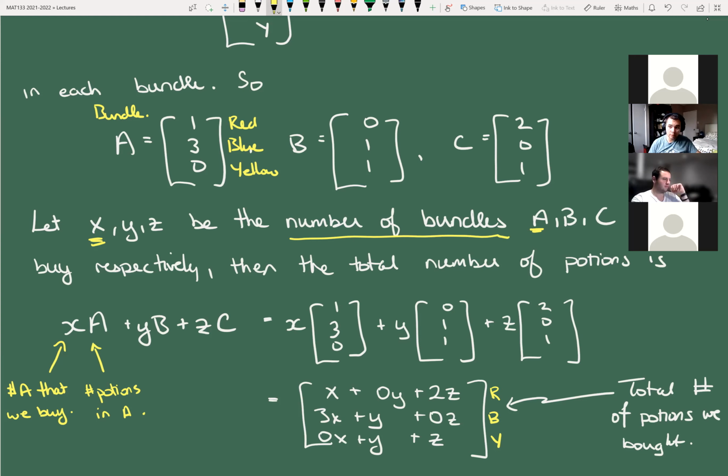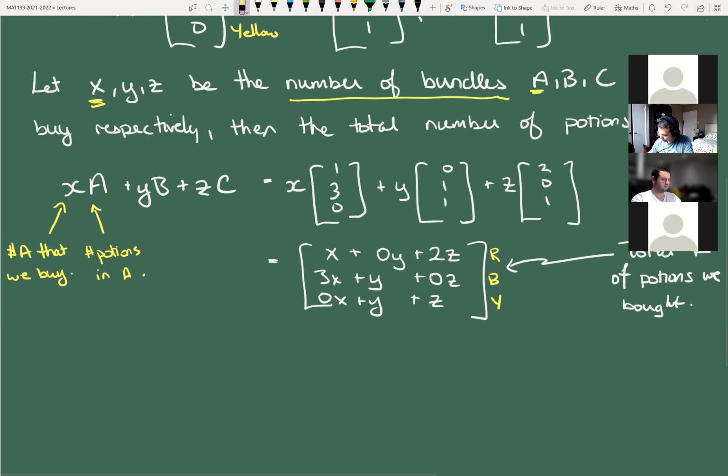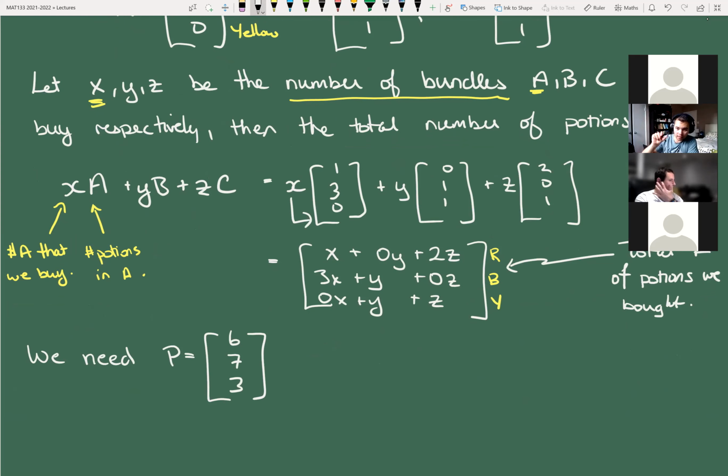Okay, now we need this to be equal to, because the problem actually tells us that we need, what does it say? 6 red, 7 blue, and 3 yellow. Okay, so the problem says we need, let's maybe call this P or something for total potions. We need 6, 7, and 3 as the number of potions. Can I explain why it's 3x? Sure, so when you multiply x into this vector, you would get x, 3x, 0x, and then you add them all up together, right?